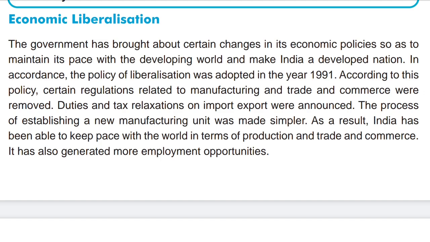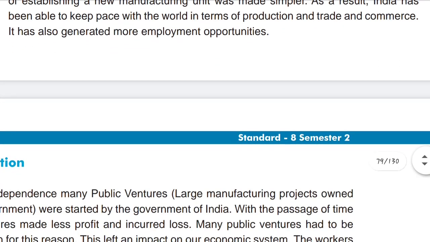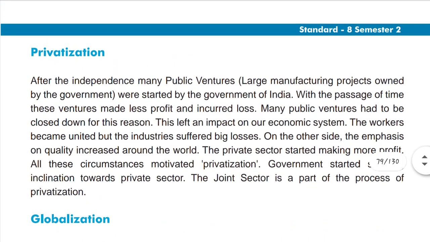These policies proved to be a great benefit for Indian traders because they were able to establish new trade relationships with foreign countries, and they were also able to generate more employment opportunities. In this way, the GDP and inflation problems were brought under control by the government. Let us talk about privatization, and then we'll talk about globalization.